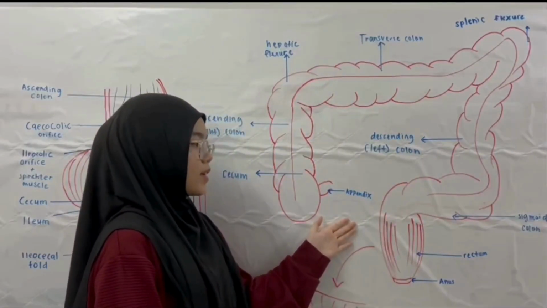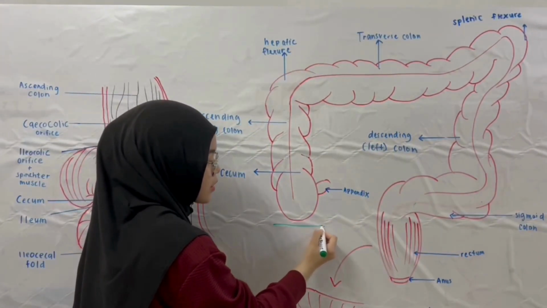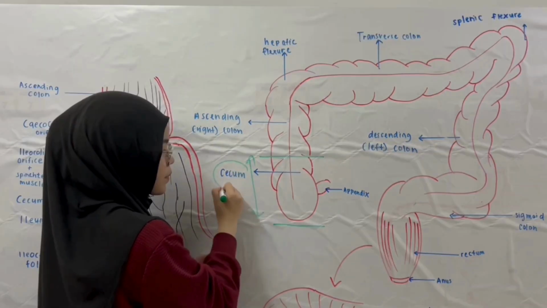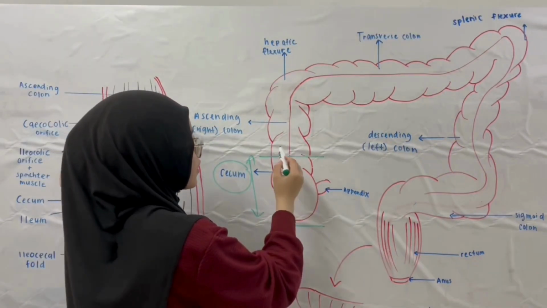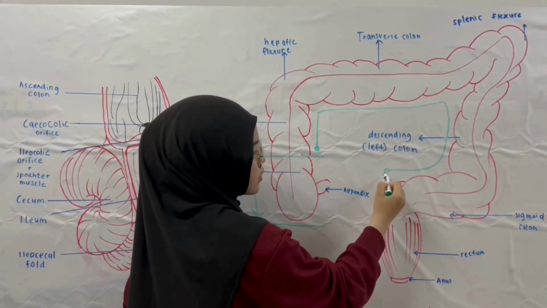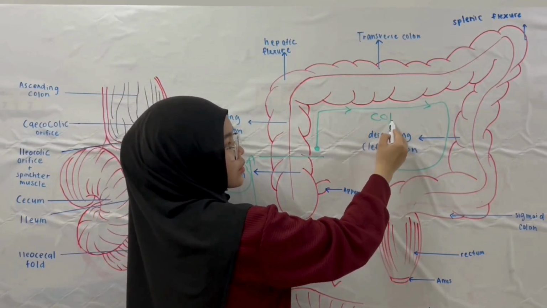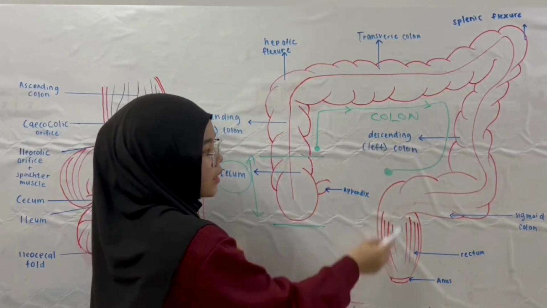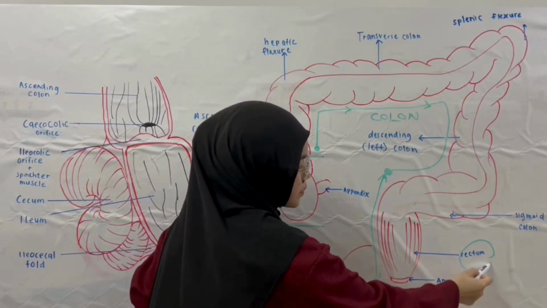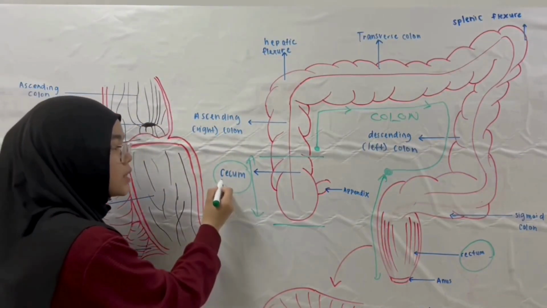I'll show you guys the diagram so you can get the vision. From here to here, we call it the cecum. The next part, from here until here, we call the colon. And the last part, from here to here, we call the rectum. Alright, for now, I'm going to talk about the cecum first.